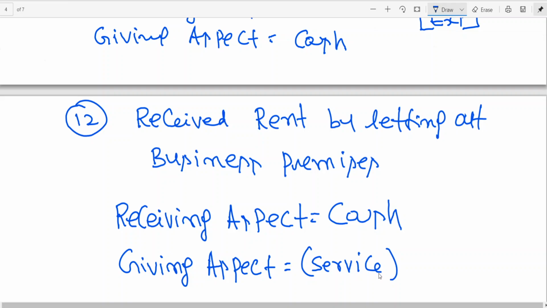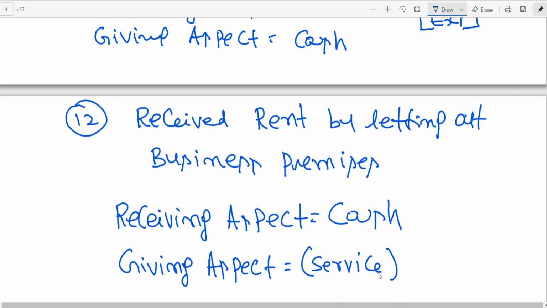We are using the word service tax now. Service tax is the same thing. Life Insurance Corporation is providing service, and on the premium you pay service tax. It is a recent concept, and you'll be learning it in CA Inter. Goods and Service Tax, GST, service. Giving aspect is service.